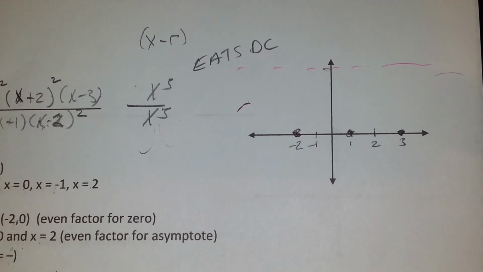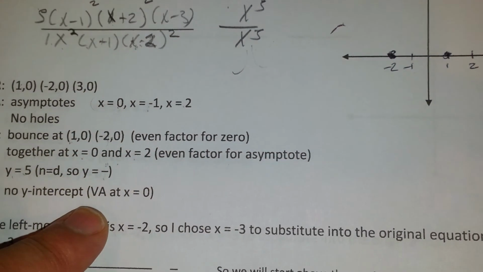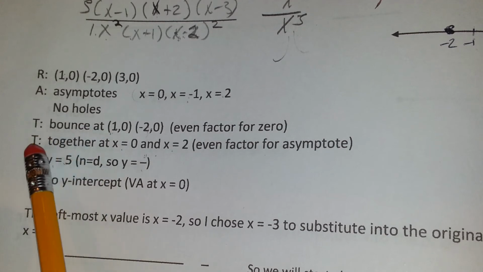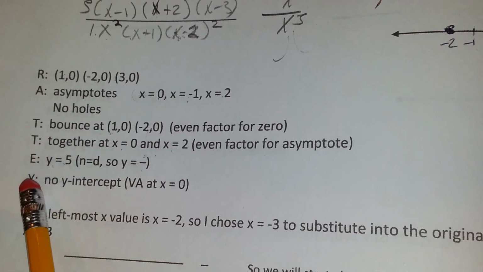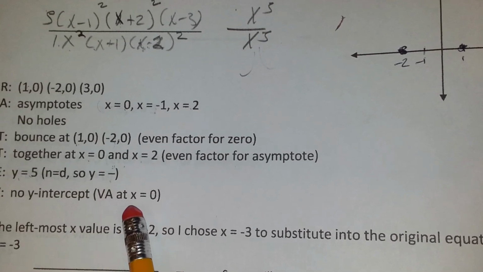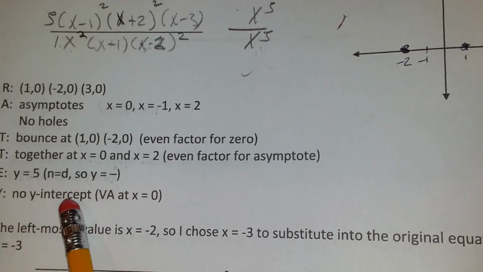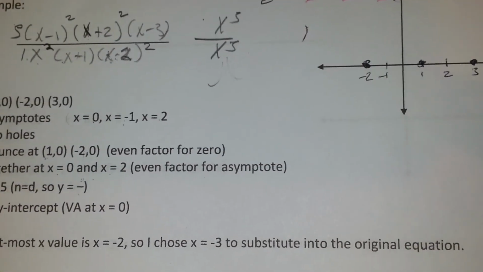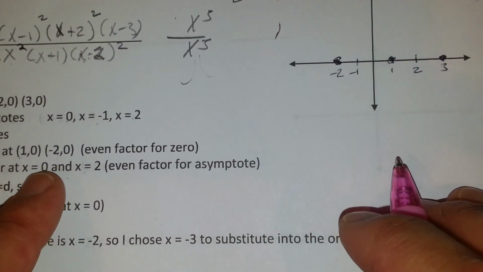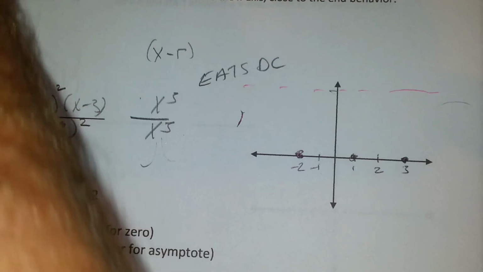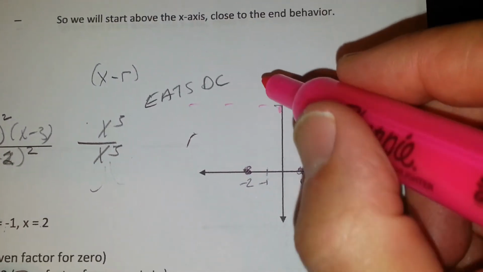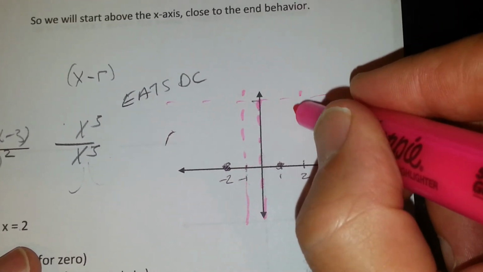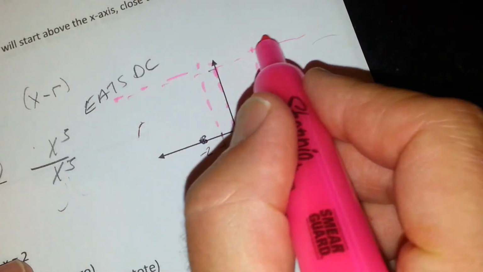All right? There's no y-intercept. Okay, when we get down to the RATTEY, so we got roots, asymptotes, the tangents, which are our bounces, togetherness, end behavior, y-intercepts. Why is there no y-intercept? Because we have a vertical asymptote, no y-intercept, vertical asymptote at x equals 0. All right, so what we do now is let's plot our asymptotes, and we had them at 0, negative 1, and 2.